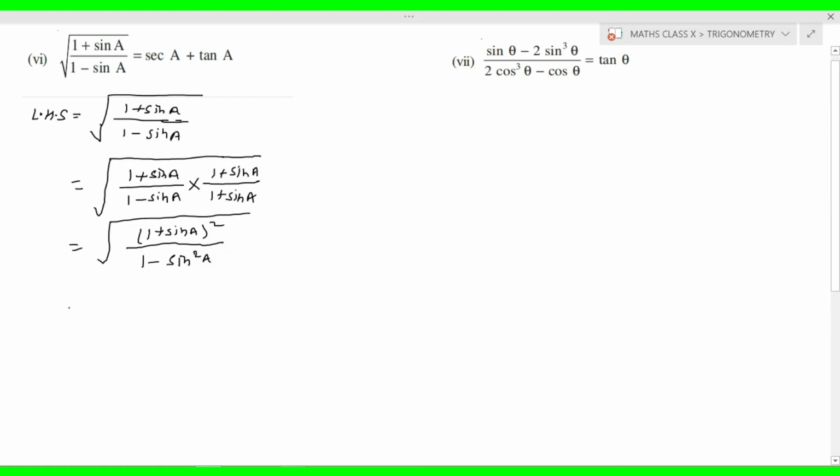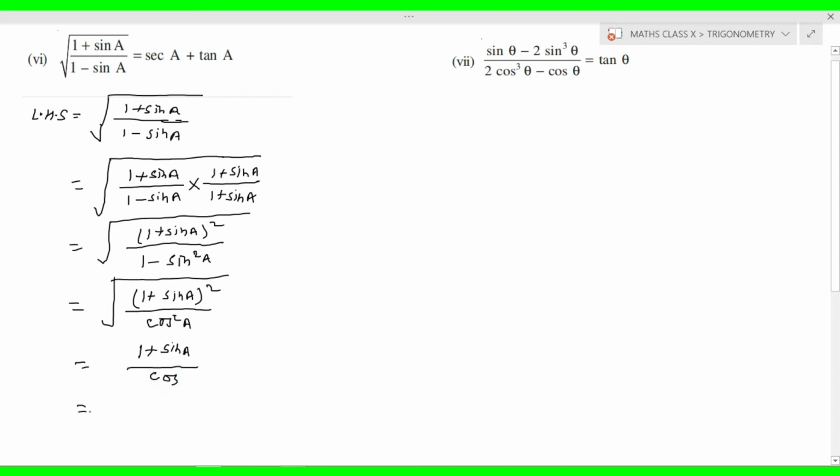Now thereafter we have an identity to use in the denominator. Numerator will be as it is, 1 plus sin A, and denominator will be 1 minus sin square A, which gives you cos square A. So this will be your cos square A. Now you find numerator and denominator both are perfect squares. So in the next step the bracket will be removed, the square root will be removed. So next step you will get 1 plus sin A divided by cos A.